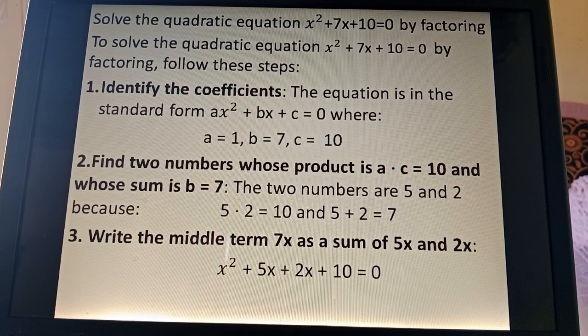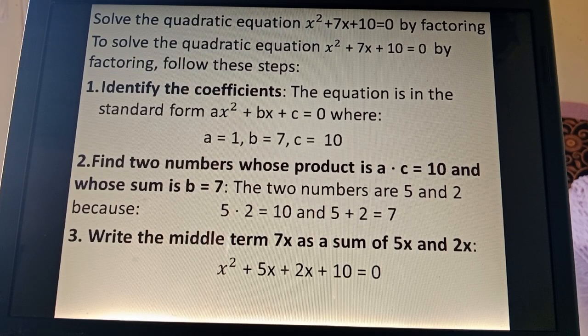The first question is: solve the quadratic equation x squared plus 7x plus 10 is equal to 0 by factoring. To solve the quadratic equation x squared plus 7x plus 10 equals 0 by factoring, follow the following steps. Step number 1 is you identify the coefficients.